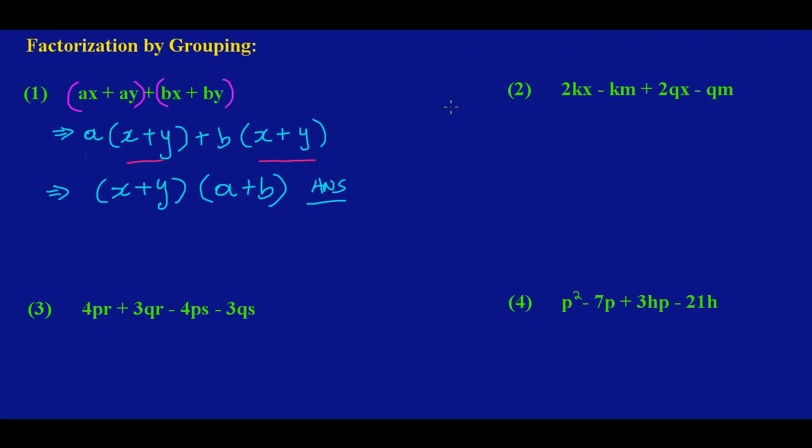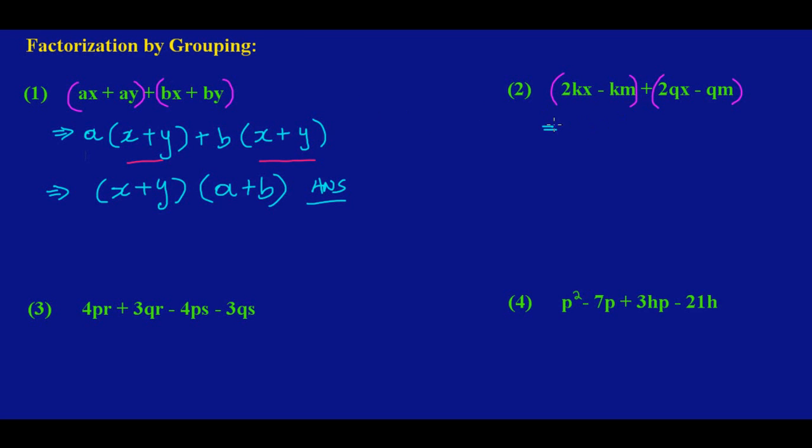Okay, now in this case we have 2kx minus km plus 2qx minus qm. Again, what I'll be doing is taking out what is common to these terms. First, you can always do this as a guide: I'm going to pair up my terms. So I'm pairing up these first two. The sign that is here will separate those two terms, and I'm going to group those two last terms. Here I'm going to take out what is common between 2kx and km.